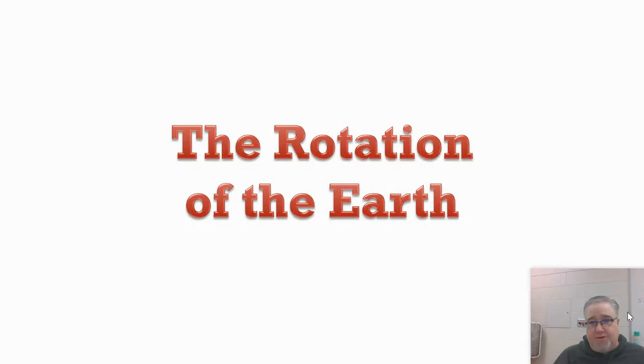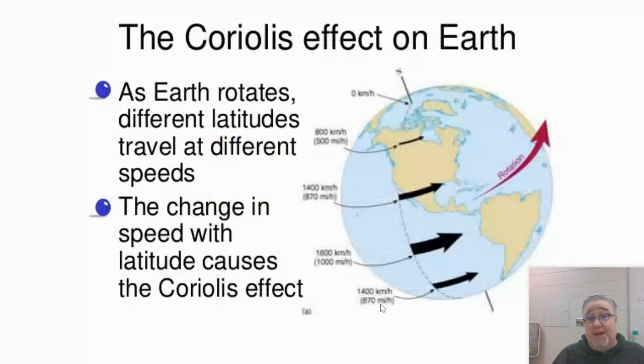Now, the last thing that we have to understand about air currents and kind of what drives them is the spin of the Earth, the rotation of the Earth. I like this picture here because it's showing us the rotation, but it's also showing us that depending on where you are, you're actually spinning at a different speed. So, for example, at the equator, if you were standing at the equator, you would be spinning at about 1,600 kilometers per hour or about 1,000 miles per hour.